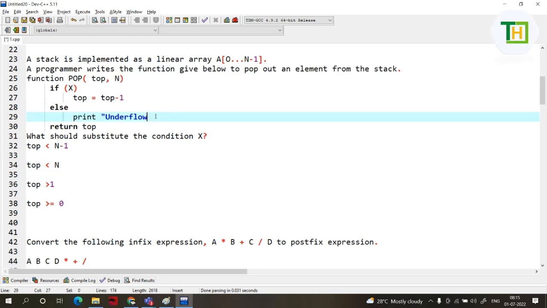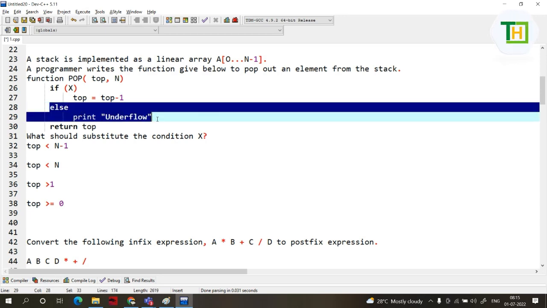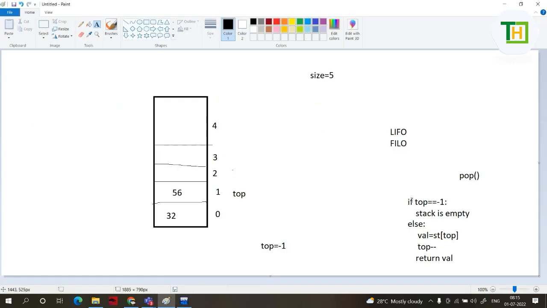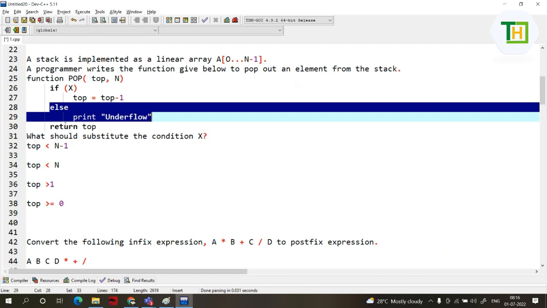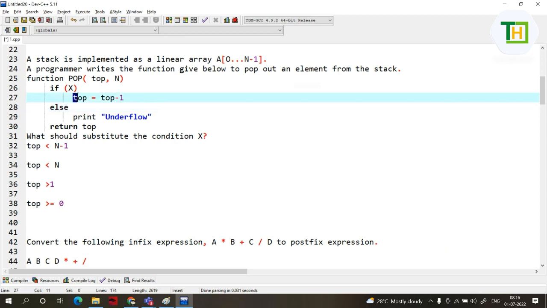But if you go for the question, it is somewhat different here. Underflow means empty. Overflow means full. Just observe here, it is going to be else. In the if condition I am writing empty. Here the else condition is going to be underflow, meaning empty. And here observe, top is equal to top minus 1.